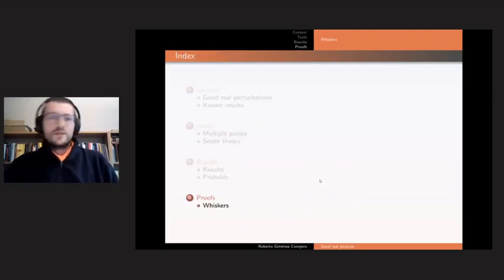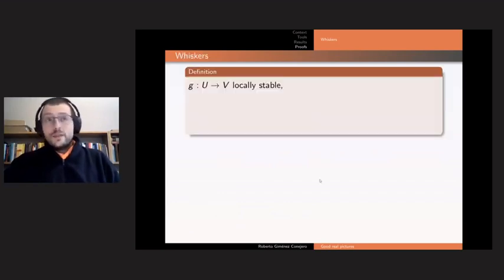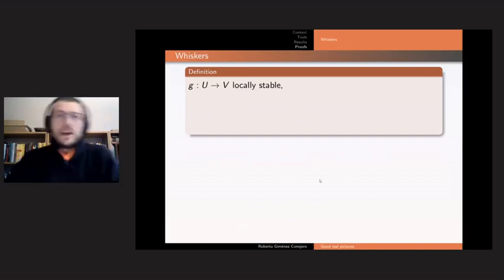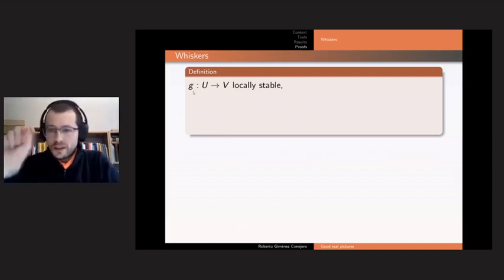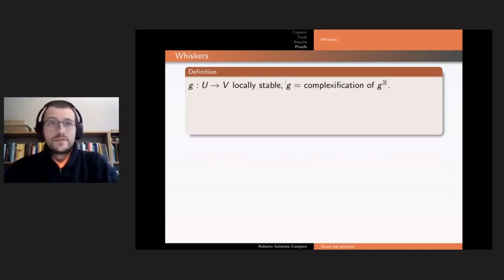And I insist, if you have questions, you can stop me. I'm going to talk about the idea of the proof, because there is another concept that I didn't introduce. And it is the whiskers. So now you take something that is locally stable. If you look at the germ at each point, it is stable. You don't have any problem. You deform this and you get the same thing. So you have a mapping that is locally stable. And also it is a complex map. Assume that it is the complexification of a real thing, like we were doing before.